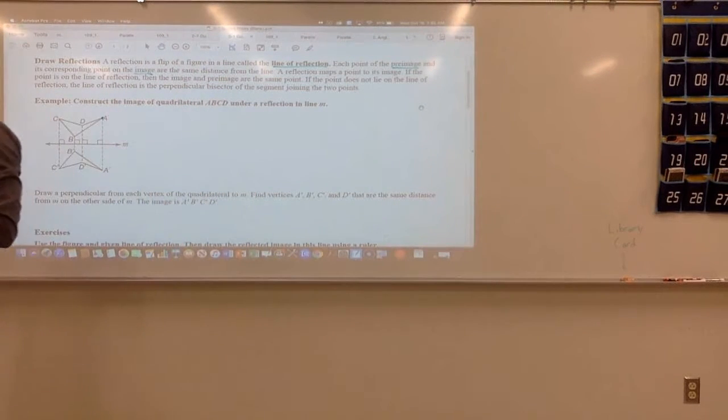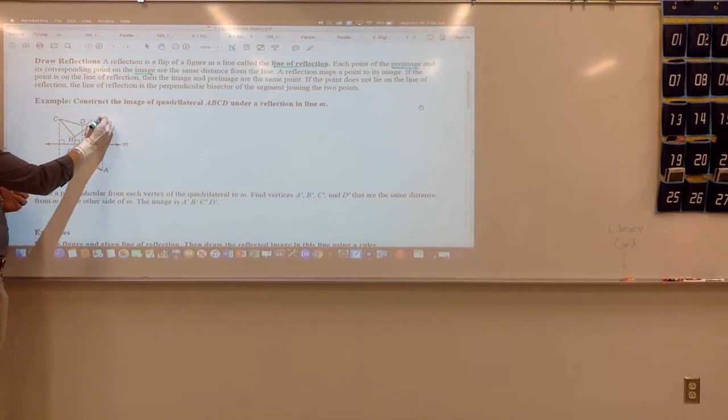Now, the key is that each point that we are reflecting, and we're going to go point by point. We're not going to try to reflect the whole figure at one time. We're going to take one point at a time. The key is that a point is the exact same distance from the line of reflection as its reflected point.